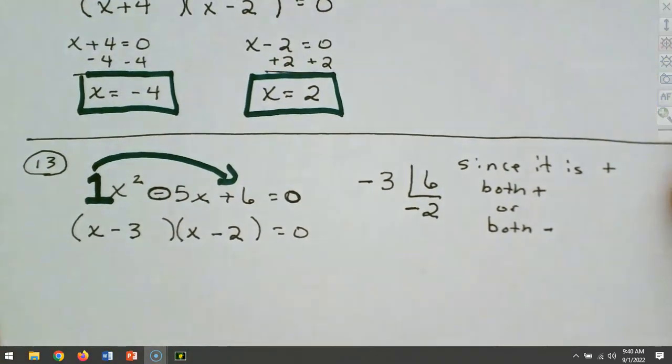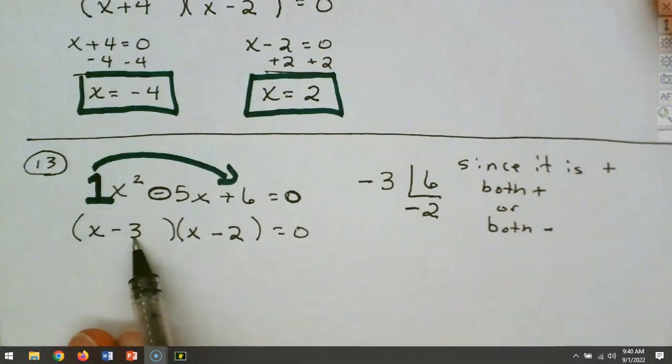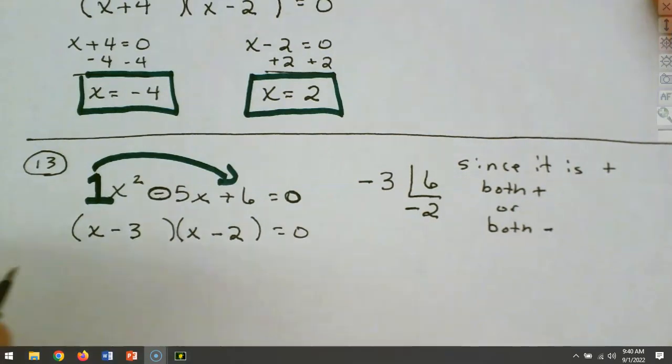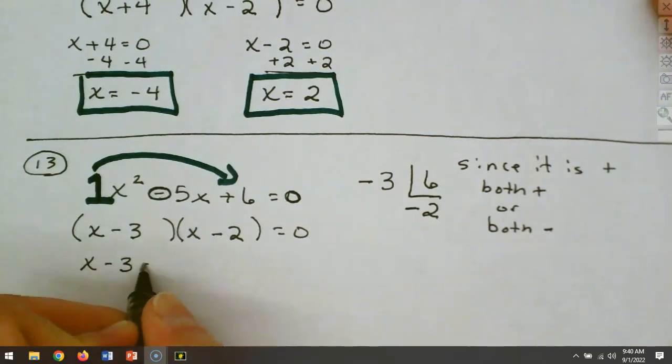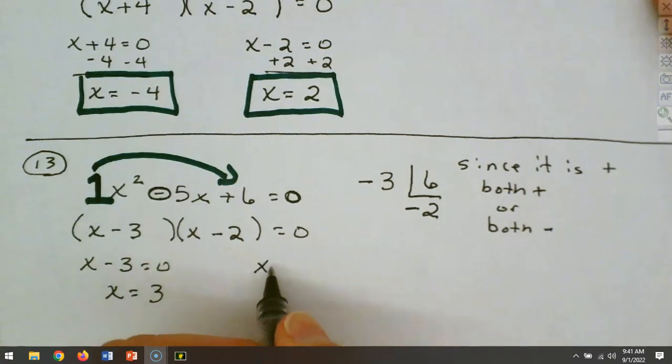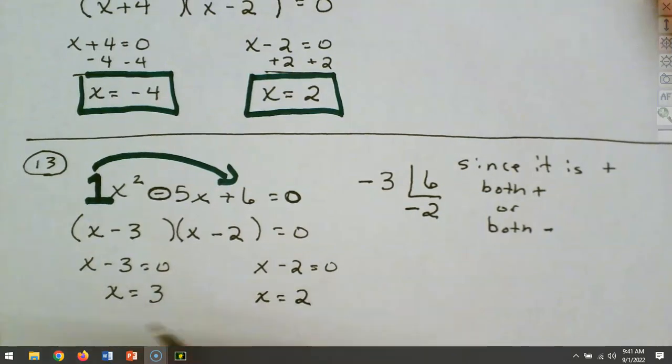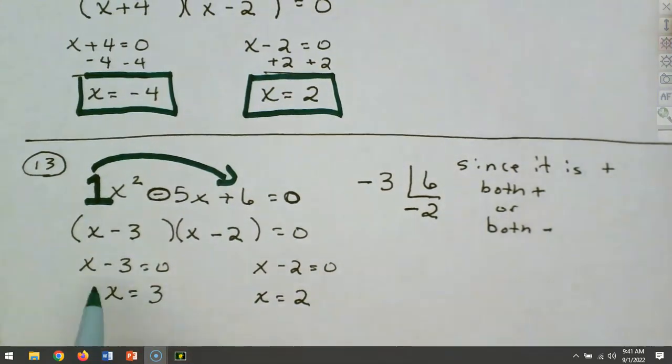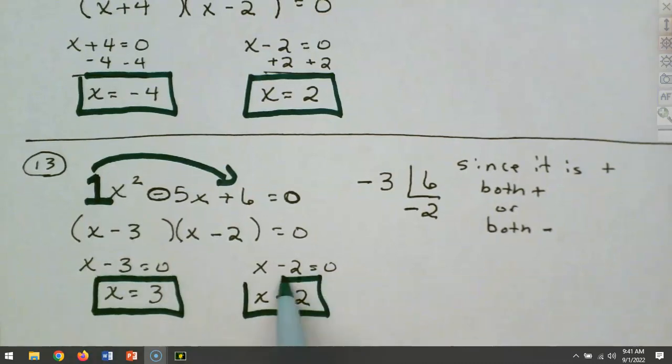Is everyone okay with that so far? Now, what are our two answers going to be? A lot of times I see students say the answers are negative 3 and negative 2, and that's not correct. We need to set them to 0 and solve them. So x minus 3 equals 0. So that gives you one solution, which is x equals 3. X minus 2 equals 0, and that gives you the other solution, which is x equaling now what? Positive 2. So there are your two solutions for that question.